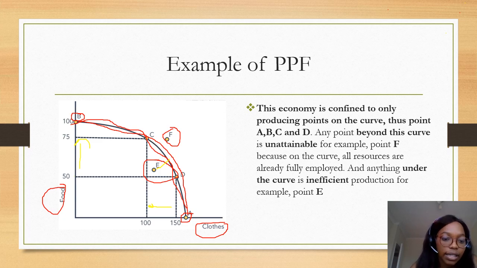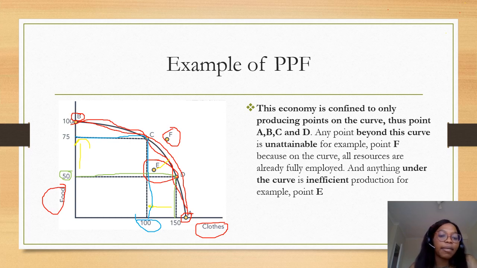On the current production of 50, they just moved to the curve and then they went down. That's how they got to point D. And then to increase production to 75, they started there at 75, moved towards the curve to point C, and then once they touched the curve, they moved down to get 100. So that's how you can draw your own curve.